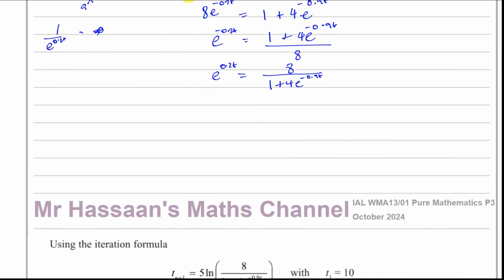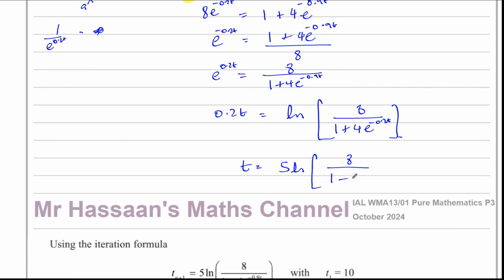If I take the ln of both sides, this becomes 0.2t, and this becomes the ln of 8 over 1 plus 4 times e to the power of negative 0.2t. And if I divide by 0.2, now remember 0.2 is the same as 1/5. That's 2 over 10, so 1/5. So t is going to be 5 times the ln, because I multiplied by 5 to get rid of this. So 5 times the ln of 8 over 1 minus 4 times e to the power of negative 0.2t. And that's what we had to show.